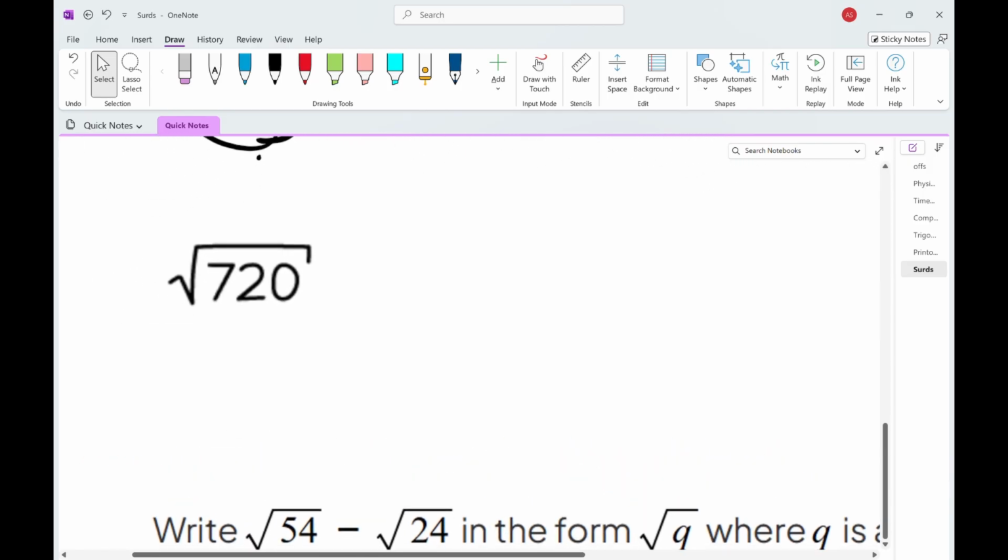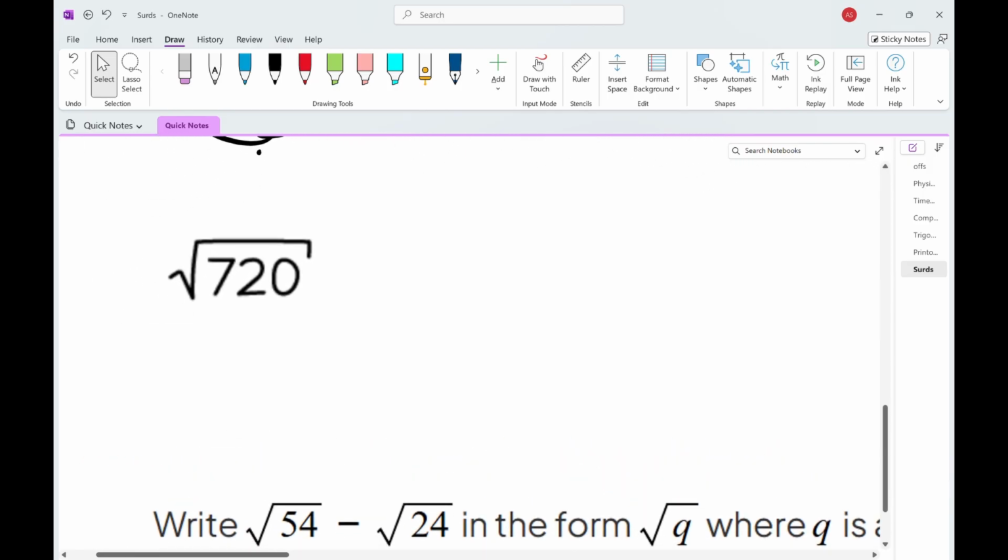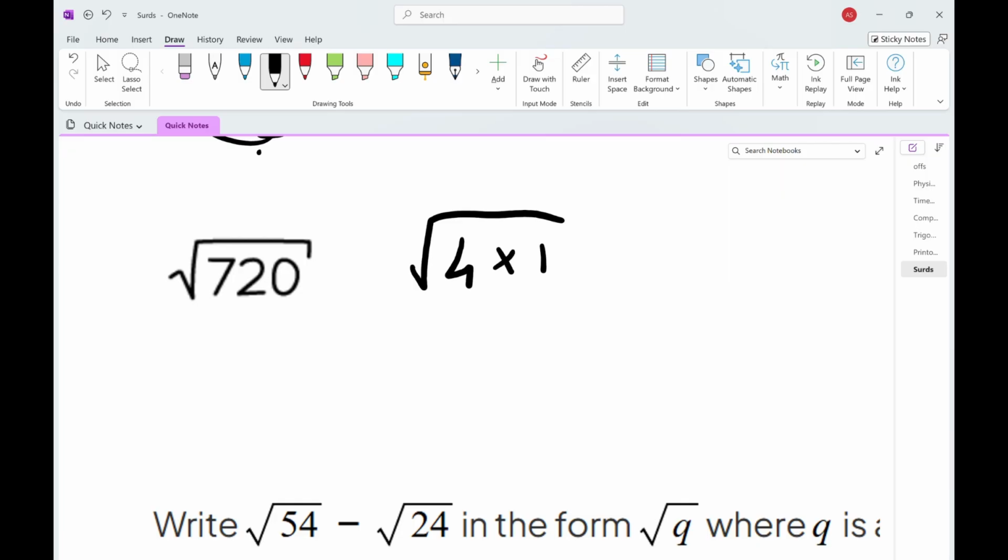So our next one is root 720. Now root 720, can we divide that by 4? Let's do 720 divided by 4 on our calculator. We can. So we have 4 times 180. Now can we divide 180 by 4? Yes, we can. So we'll get 4 and we'll also get 45, which can be further divided into 9 and 5.